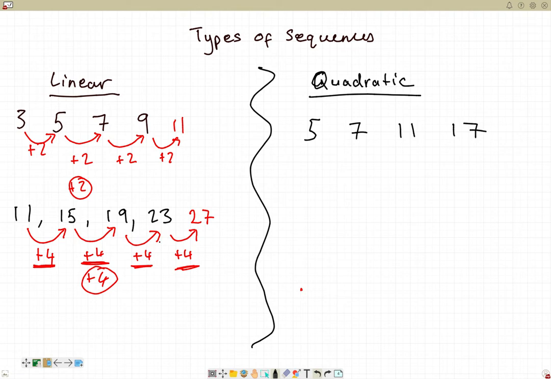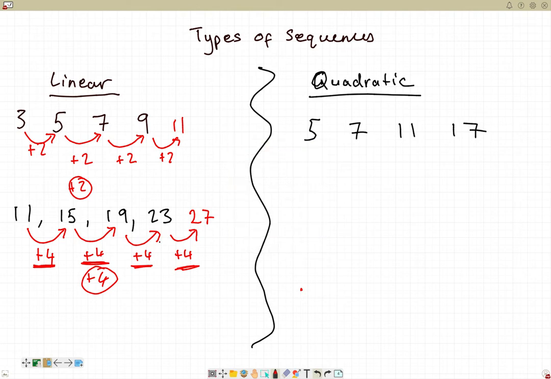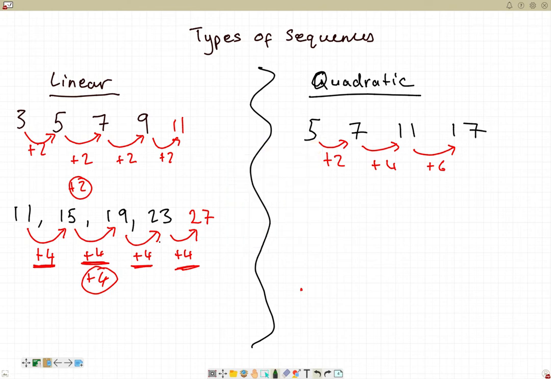Okay, so how do I get from 5 to 7? Let's have a look. I plus 2. So from 5 to 7, I plus 2. 7 to 11 plus 4. 11 to 17 plus 6. But what you're going to notice about quadratic sequences is the difference of the difference. So from 2 to 4, from 4 to 6 is going to be always the same.